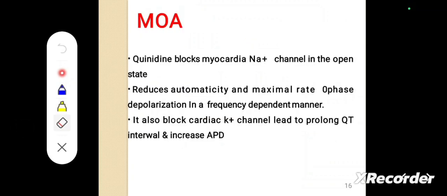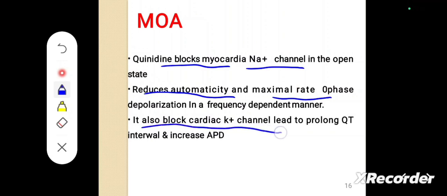Next, the action of quinidine. Quinidine mainly blocks the myocardial sodium channels in the open state and reduces automaticity. The maximal rate of phase 0 depolarization is reduced, in a frequency dependent manner. It also blocks the calcium channel, leading to prolonged QT interval and increased action potential duration. So this is the action of quinidine.